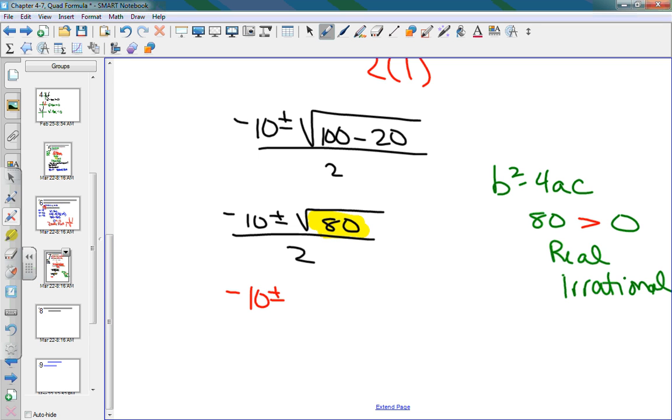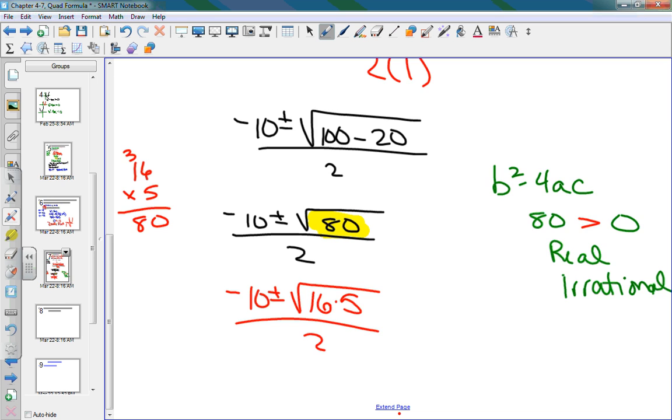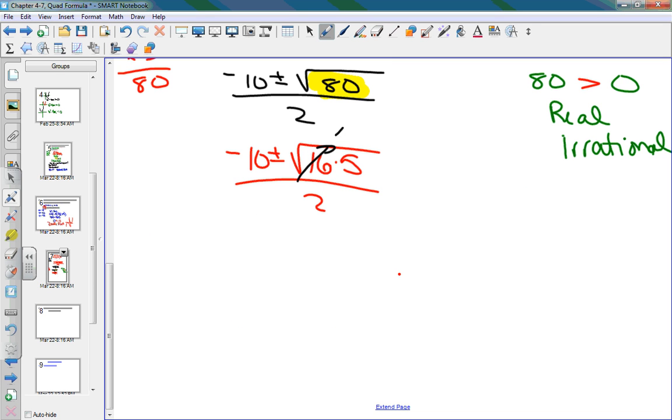So negative 10 plus or minus the square root of 80. What are some perfect square factors of 80? Well, let's think about that. What's 16 times 5? Well, 6 times 5 gives me 30. Carry the 3. 5 times 1 is 5, plus 3 gives me 80. So this is going to be the square root of 16 times 5 over 2. The square root of 16 comes out as a 4, so I have negative 10 plus or minus 4 square root of 5 over 2.